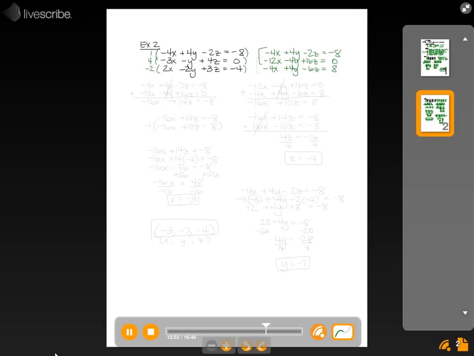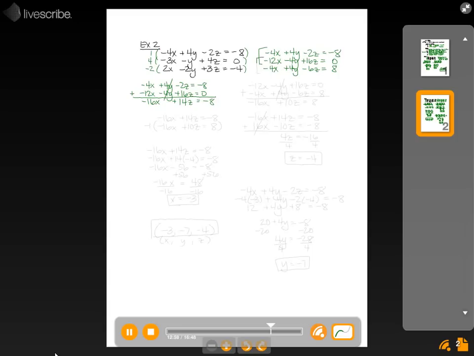Now I'm going to pair them up. First two. Let's add down. We're going to use elimination because that's what we decided. Negative 4x plus 4y minus 2z equals negative 8. It's the first one. Negative 12x minus 4y plus 16z equals 0. Add down. Negative 4x minus 12x is negative 16x. My y's canceled. That's what I wanted to see. Plus negative 2z plus 16z is going to be 14z equals negative 8.